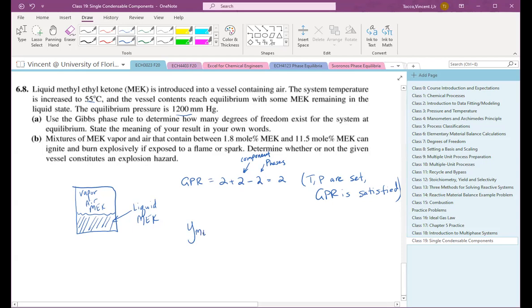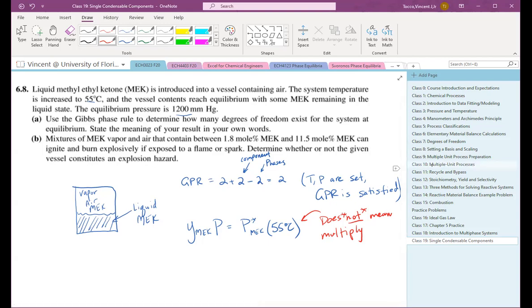So let's calculate y methyl ethyl ketone times total pressure is equal to P star of methyl ethyl ketone at 55C. I also want to make a quick note that when I write parentheses here, this does not mean multiply. The only reason why I write parentheses T is to remind myself that vapor pressure is a function of temperature. Sometimes it can be a little bit confusing where T comes into this expression, and it does me good for keeping it organized to remind myself that temperature is within this P star equation.